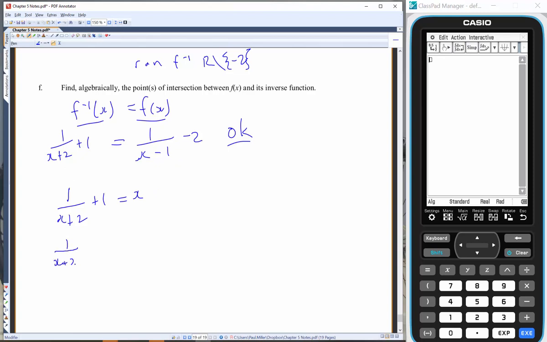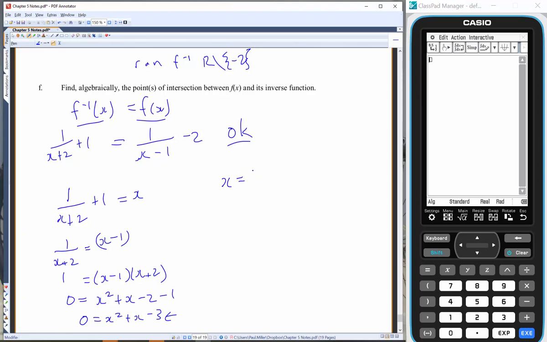1 over x plus 2 equals x take 1. Multiply both sides by x plus 2. 0 equals, let's expand this and subtract 1, x squared plus x take 2 take 1. 0 equals x squared plus x take 3. Now that is going to be a quadratic formula solve. I can just quickly see that that's not going to factorize. So here are my x values.